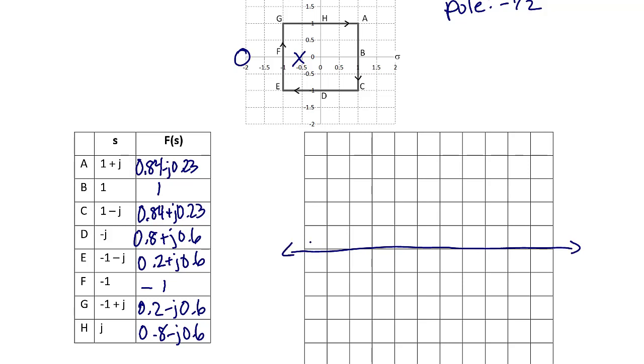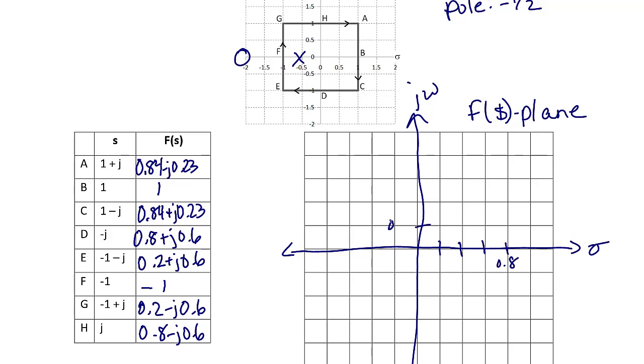So now we create our f of s plane by making the real axis sigma and the imaginary axis j omega. And we plot these values on our coordinate plane. So here we have A at 0.84 minus j 0.23, B at 1, C at 0.84 plus j 0.23, D at 0.8 plus j 0.6, E at 0.2 plus j 0.6, F at negative 1, G at 0.2 minus j 0.6, and H at 0.8 minus j 0.6. We then connect the dots.